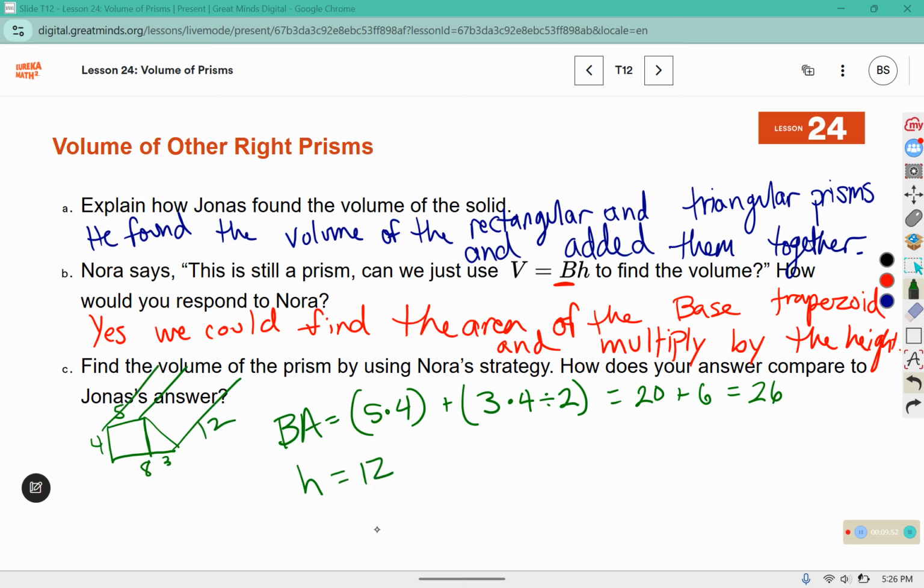So the volume will be 26, the base area, times the height, which was 12. It should come out to the same value as Jonas found when we multiply. We get 312, which was the same as Jonas's calculations.